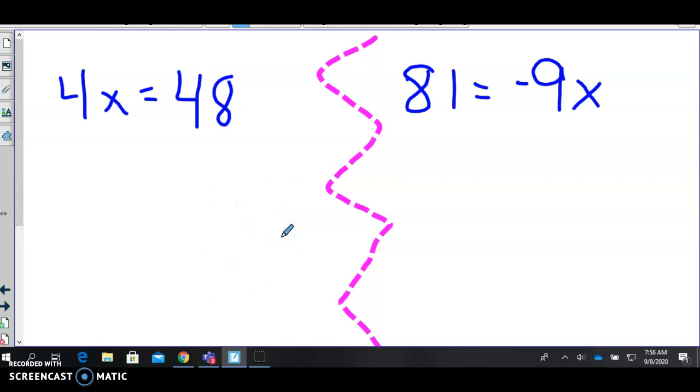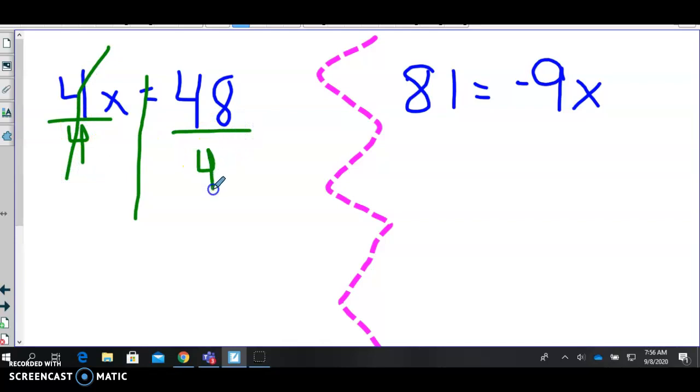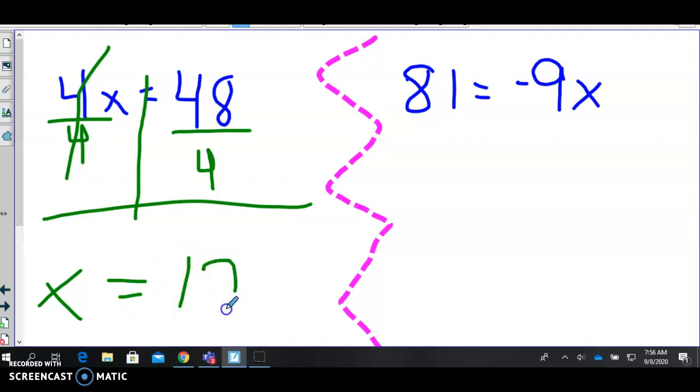All right, so I can see right here I have 4x, so this is multiplication. Okay, I'm going to draw my line down the middle. To undo multiplication, I have to divide. So I'm going to divide by 4 here, and that cancels it out, and divide by 4 here. So that should give me x equals, let's see, I got 48 divided by 4 if I'm typing in Desmos, and I get 12. So x equals 12.